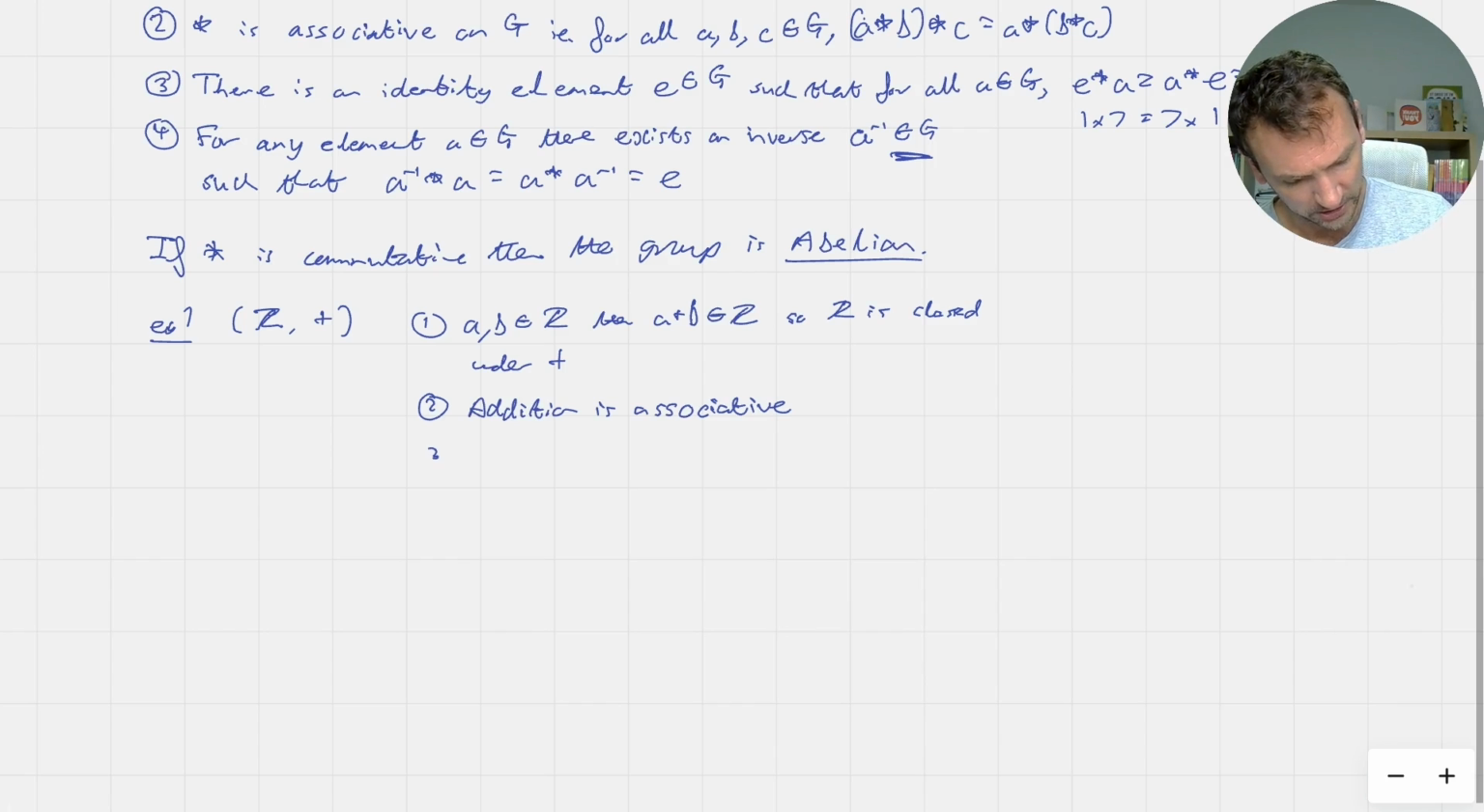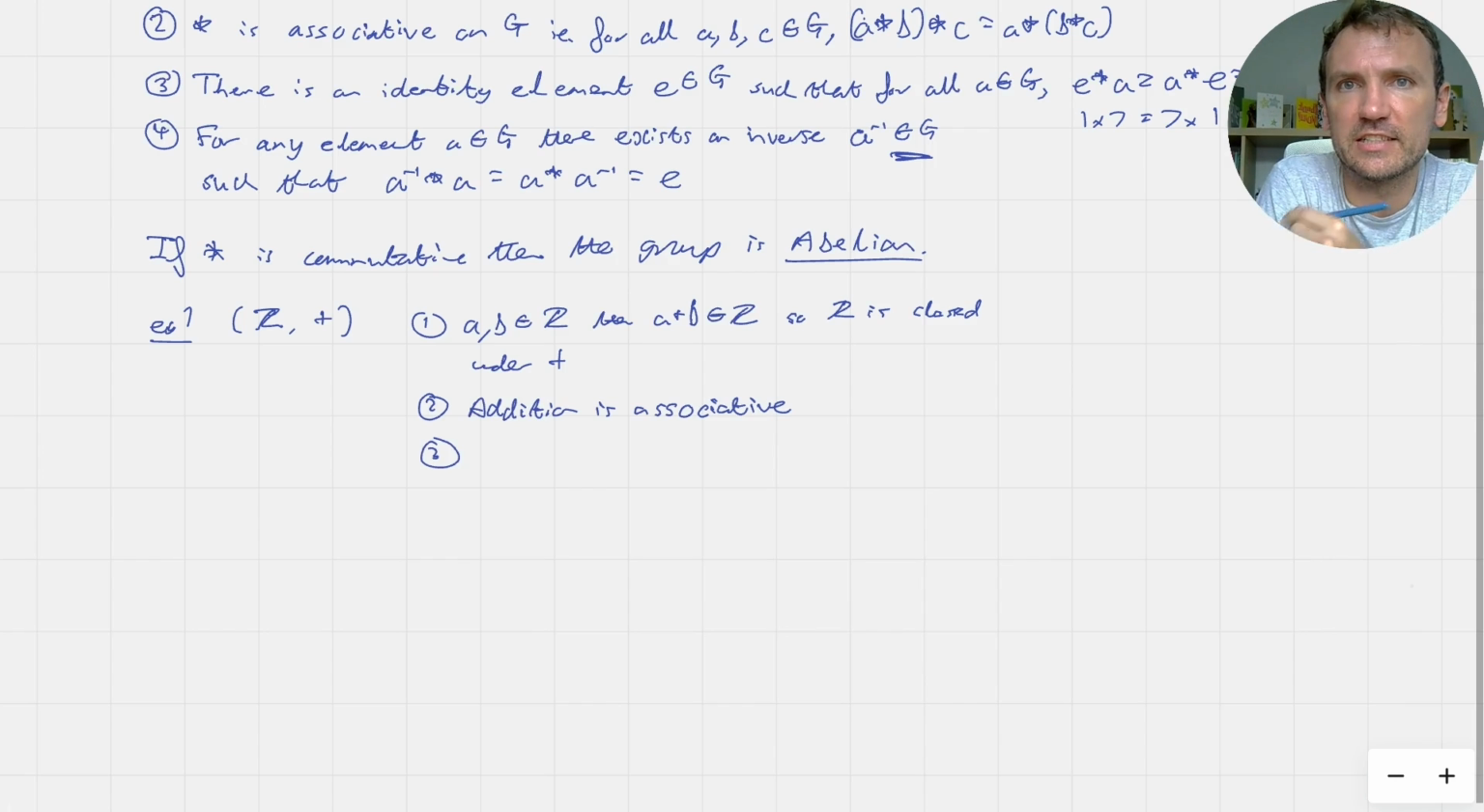The third thing we want to check now is whether there's an identity element in this group. If we're looking at addition, we're looking for an element that when we add it, it doesn't change the answer. So what can I add to 9 and get the answer of 9? Well, add 0.